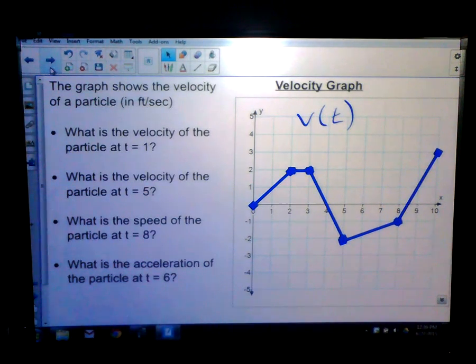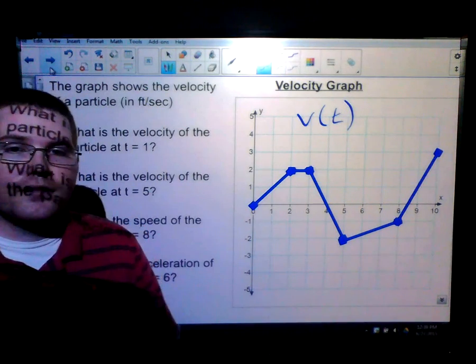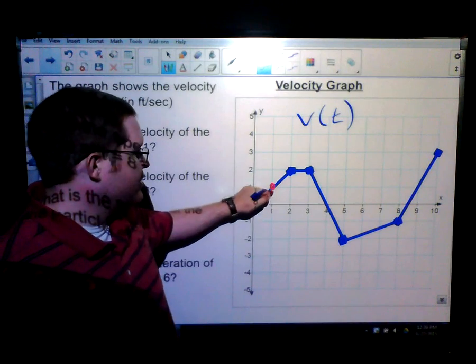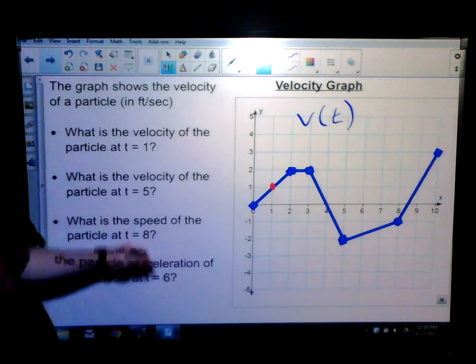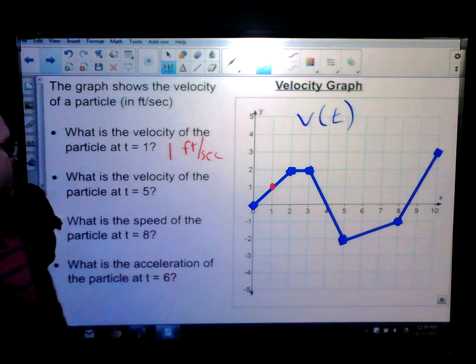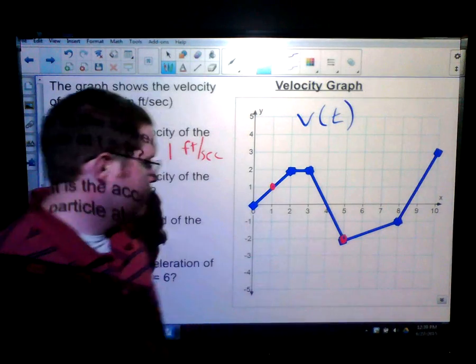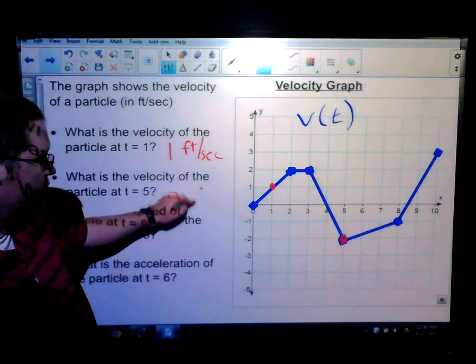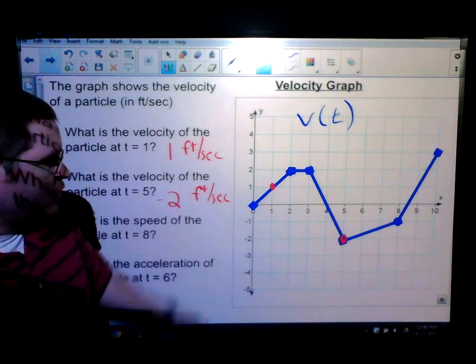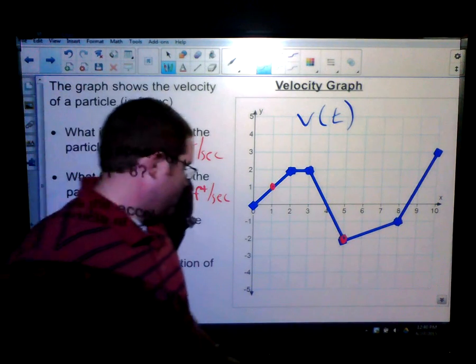What's the velocity at 1? Well, this is a velocity graph, so just look at the graph. How fast am I going at 1? 1 feet per second. How about at 5? -2 feet per second. Those are easy. The velocity graph, just look at the graph.